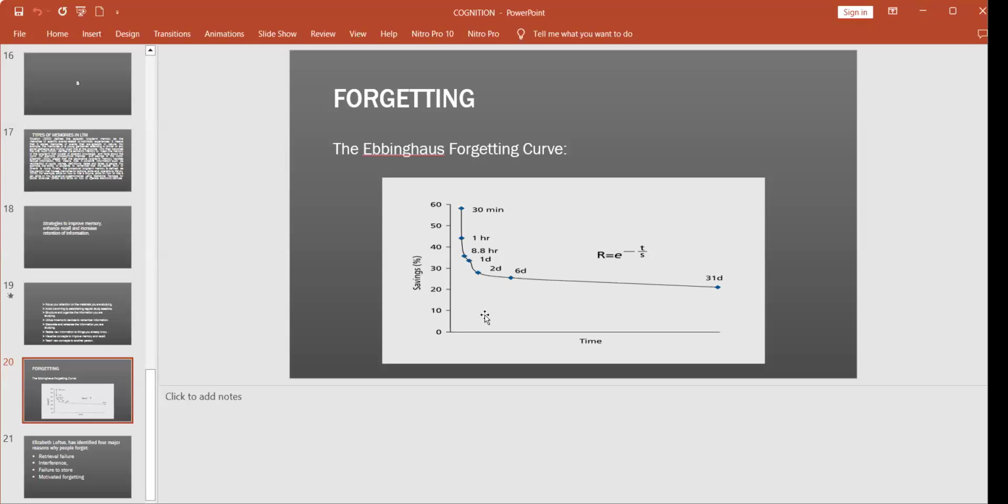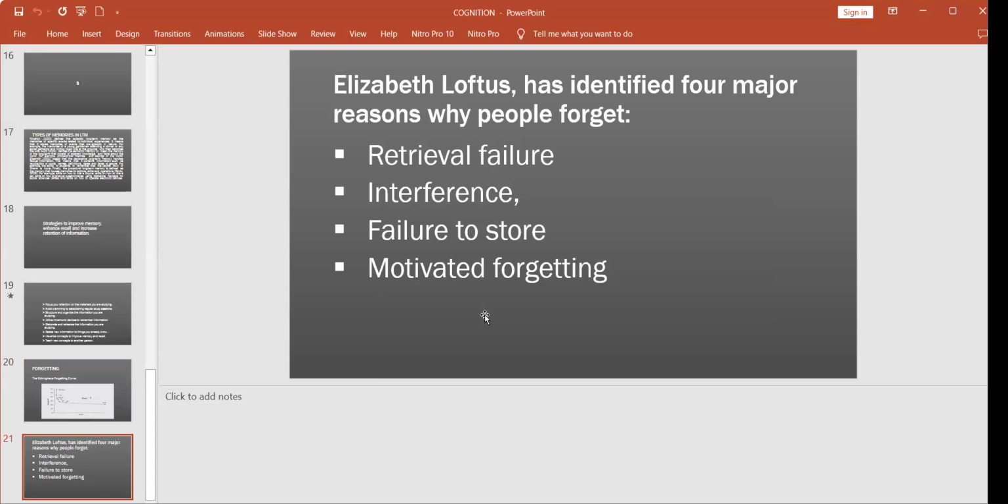Then we go to Elizabeth Loftus. Elizabeth Loftus is another psychologist who has done lots of experiments on forgetting. And according to Elizabeth Loftus, there are 4 major reasons for forgetting. So as teachers, if you know why your students forget, you can actually facilitate remembering and minimize forgetting. So for that, we are looking at what Elizabeth Loftus has said about forgetting.